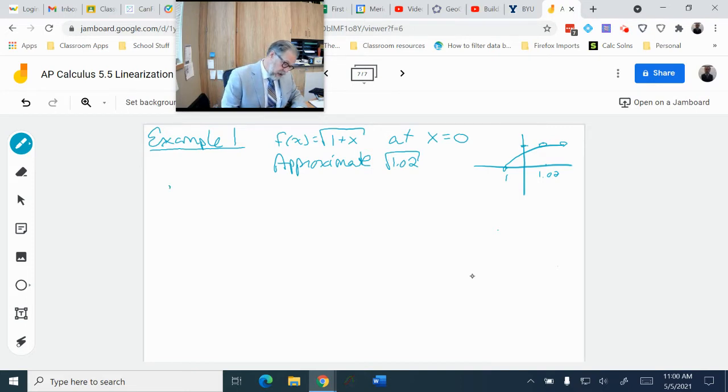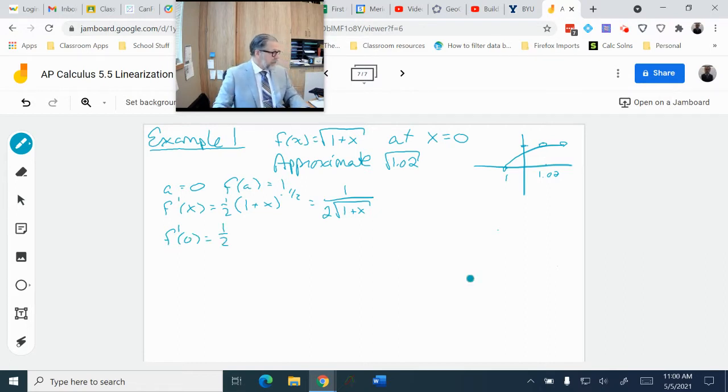First of all, we know that a is equal to 0 because we're told x equals 0. f of a equals the square root of 1, which is 1. f prime of x, the derivative, is 1/2 times (1 plus x) to the negative 1/2, which means 1/2 root 1 plus x. So f prime of 0 is just 1/2. So our linearization, L of x equals, well, our slope is 1/2, times x minus 0, plus our y value, which is 1, and we just get 1/2 x plus 1.